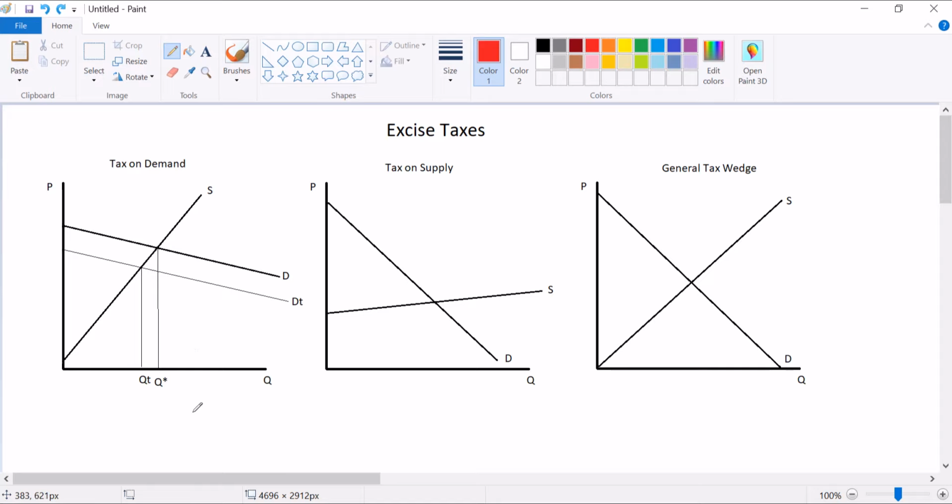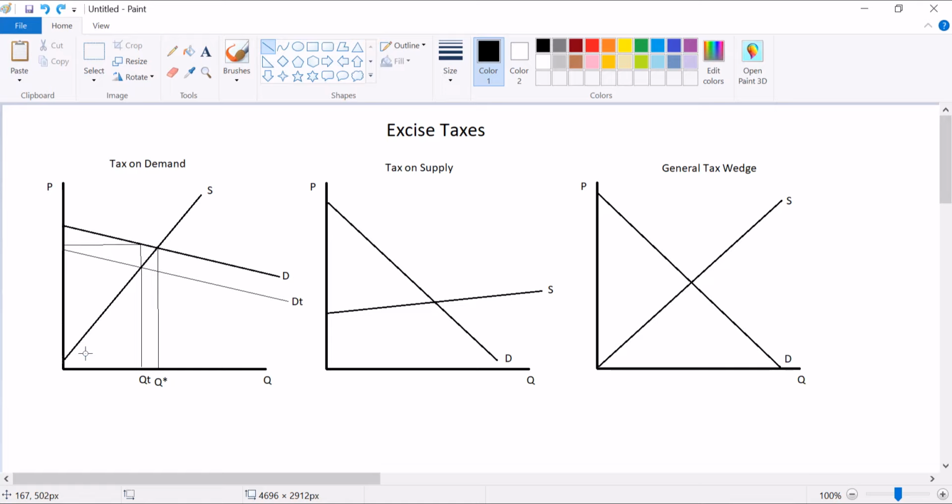Well, there's a few familiar features if you've seen some of my other market interventions. This is not an efficient outcome. Mutually beneficial transactions don't occur because between QT and Q star were transactions where consumers were willing to pay more than what sellers were willing to receive. And because of this tax, those transactions are pushed out of the market. So let's talk about what this does to consumers and producers in the market. In all of these videos so far, I've been showing consumer and producer surplus after the fact. Let's take a look.